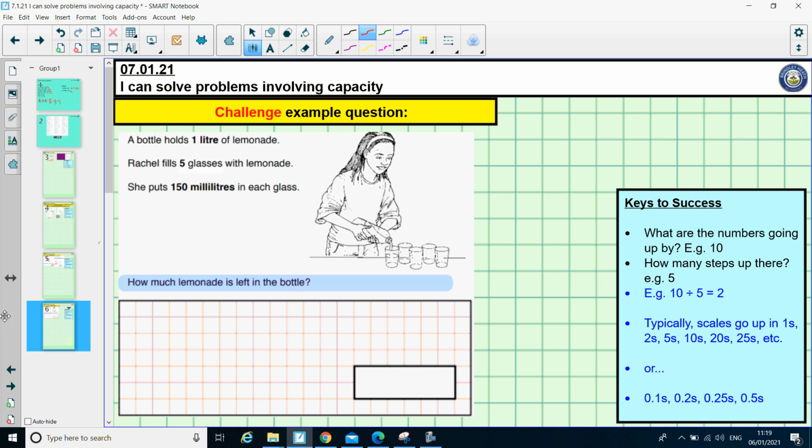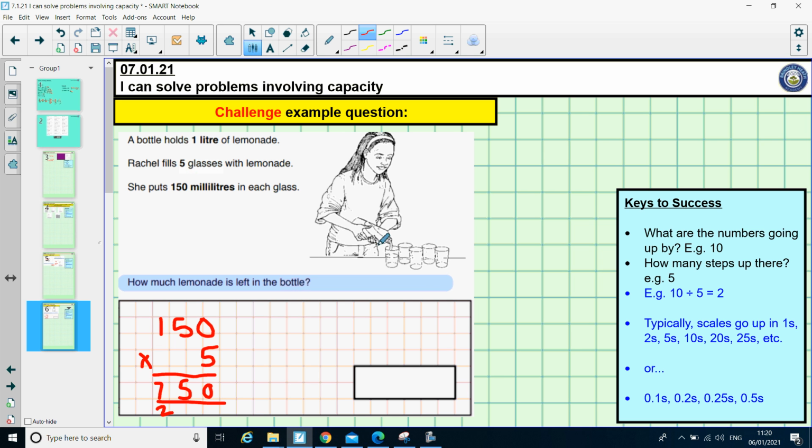So the bottle holds 1 litre of lemonade. Rachel fills 5 glasses with the lemonade and she puts 150 millilitres into each glass. So the first thing we want to know is how much lemonade she has poured out into these 5 glasses. So she's got 150 millilitres into each glass, and there are 5 of them. So the first step for this question is to do 150 times by 5, because that will tell us how much lemonade she's poured out. 5 times 0 is 0, 5 times 5 is 25, 5 times 1 is 5, add my 2 is 750. So I now know she's poured out 750 millilitres.